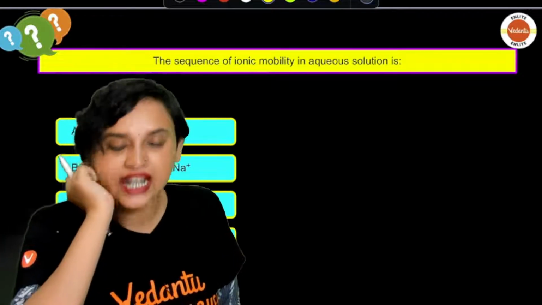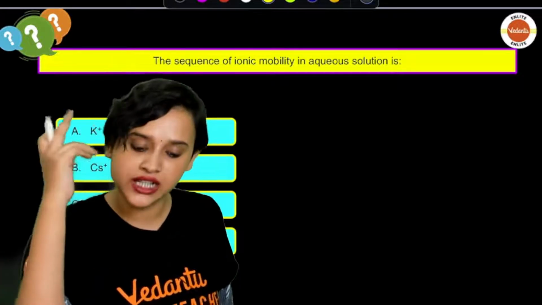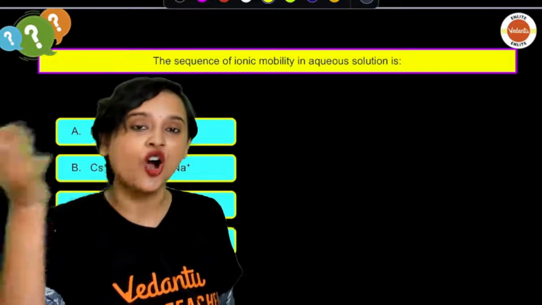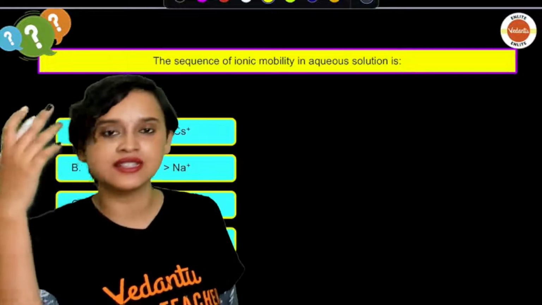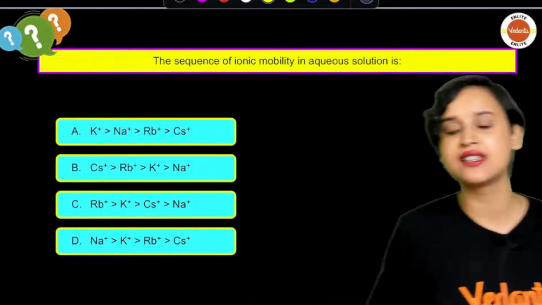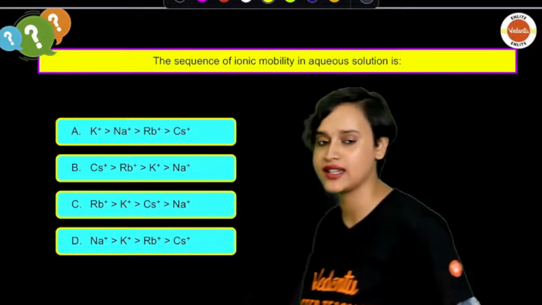Is it option A, potassium, then sodium, then rubidium, and then cesium? Or is it cesium, rubidium, potassium, and sodium? Or is it rubidium, then potassium, then cesium, and then sodium? Come on, guys, tell me. What do you think is the answer, everybody?